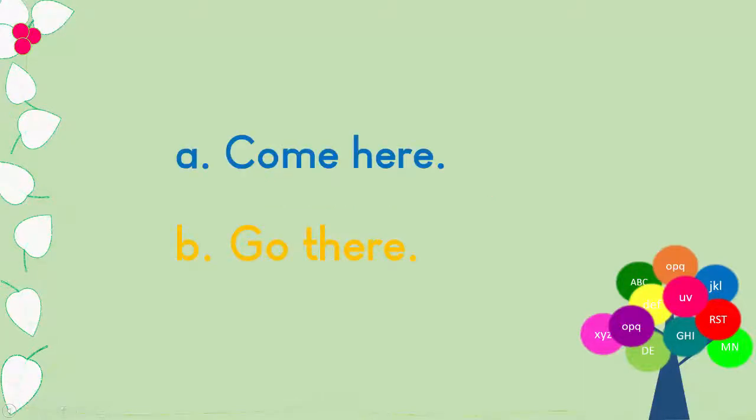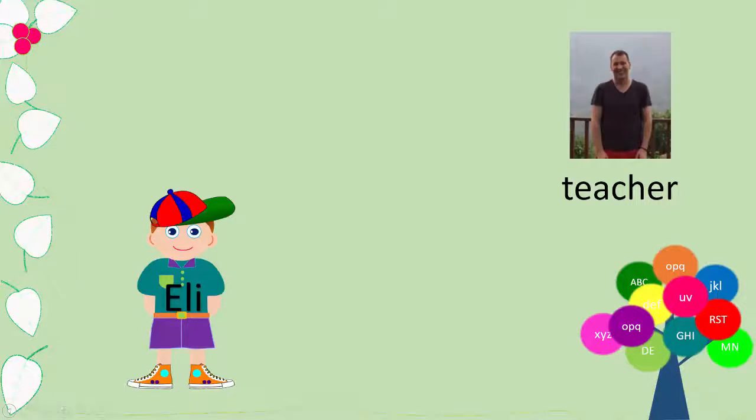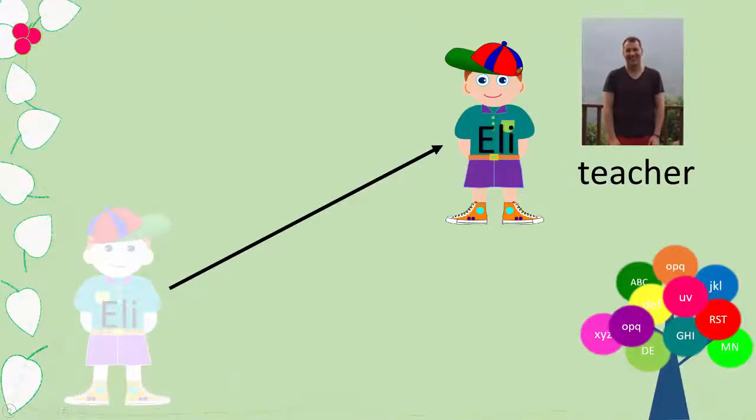Here are two sentences. Please find the sentence, come here. Did you do it right? The teacher asked Eli to come here. Can you move Eli to the right place? Did you do it right?